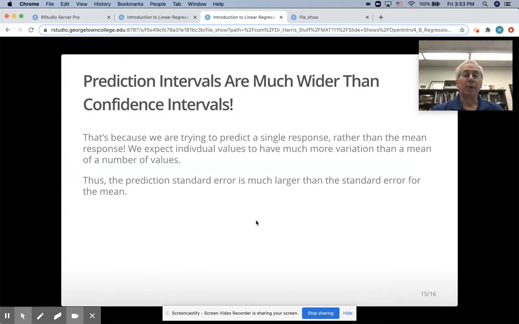And so it turns out that the standard error for predictions is much wider than the standard error for a parameter. And so we would expect a much wider range of possible individual responses than we would for a mean response. So we should expect a prediction interval to be much wider than a confidence interval.